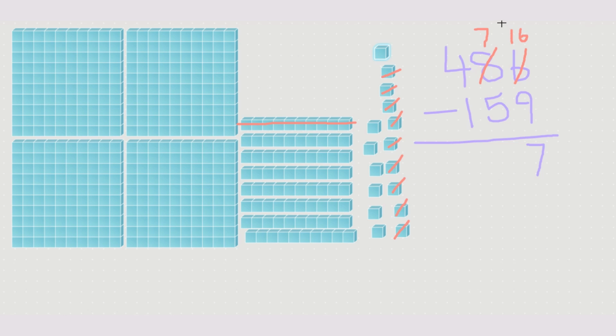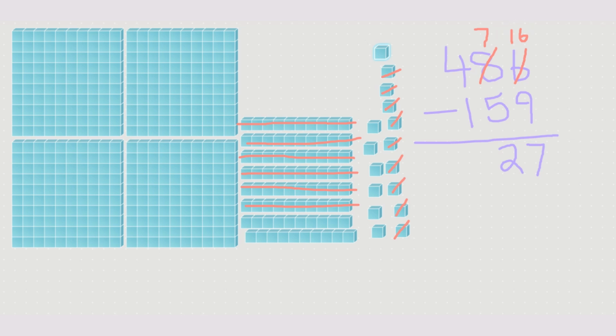Now I'm ready to go to the tens column. And I see 7 minus 5. So I go over to my 10 sticks. Can I take away 5? I sure can. 1, 2, 3, 4, 5. That leaves me with 1, 2. I have 2 10 sticks left. So I need to write that into my equation. 7 minus 5 is 2, and I will put a 2 in the tens column.